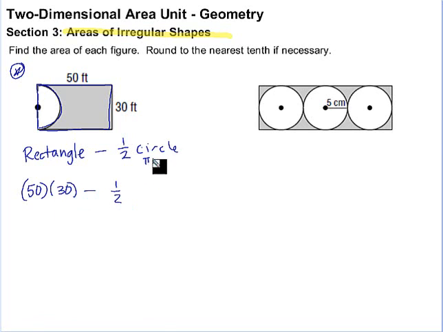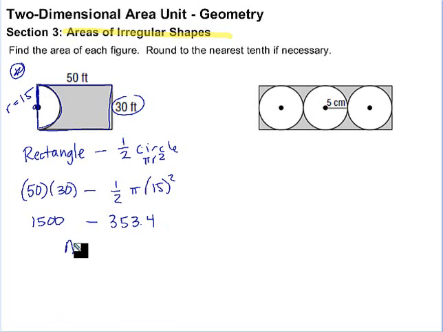The area of a circle is pi r squared, so pi. The radius here, well, if this is 30, the radius would be 15, half of 30. So pi times 15 squared. If we take 50 times 30, we get 1,500. If we take pi times 15 squared and then take half of that, we get about 353.4. If we subtract these from each other, the area of our shaded region should be 1,146.6 feet squared.